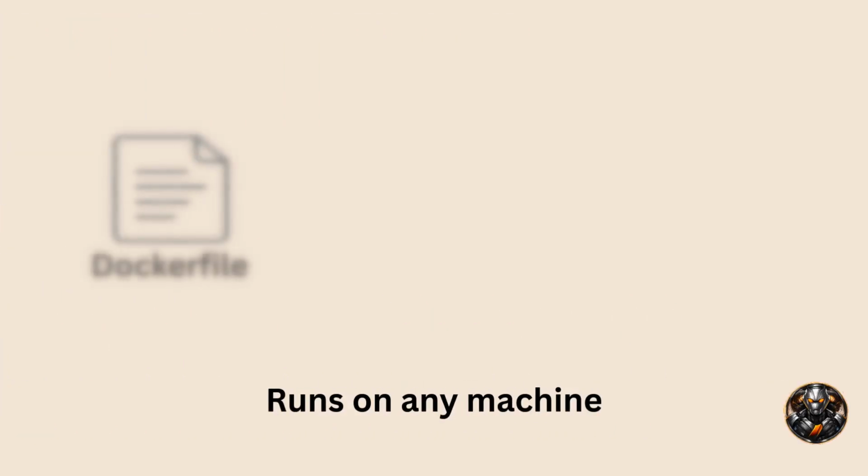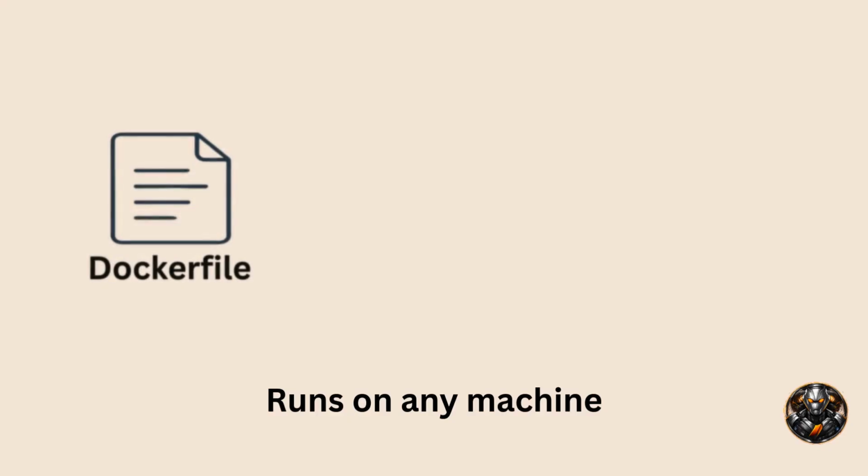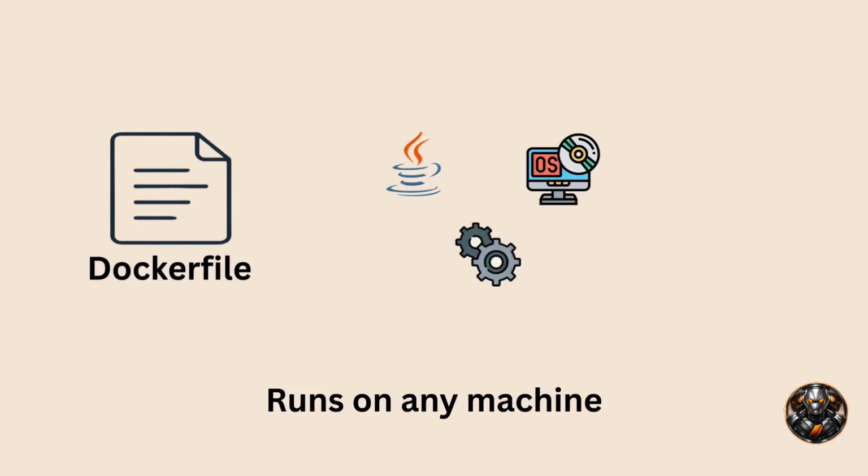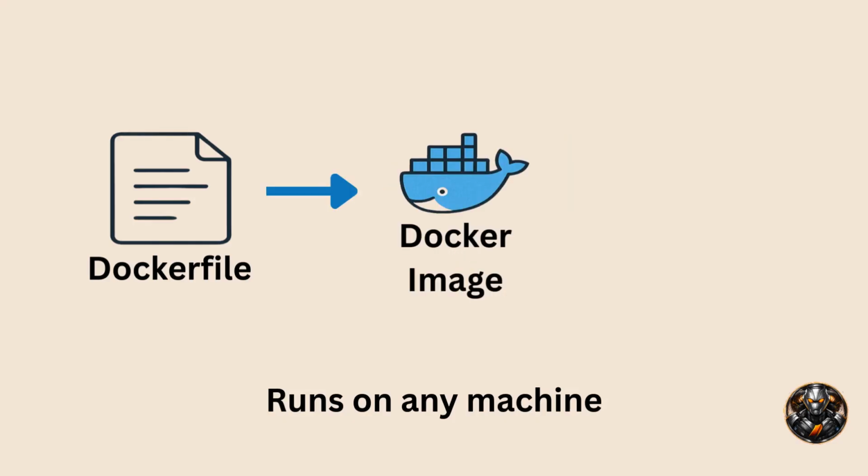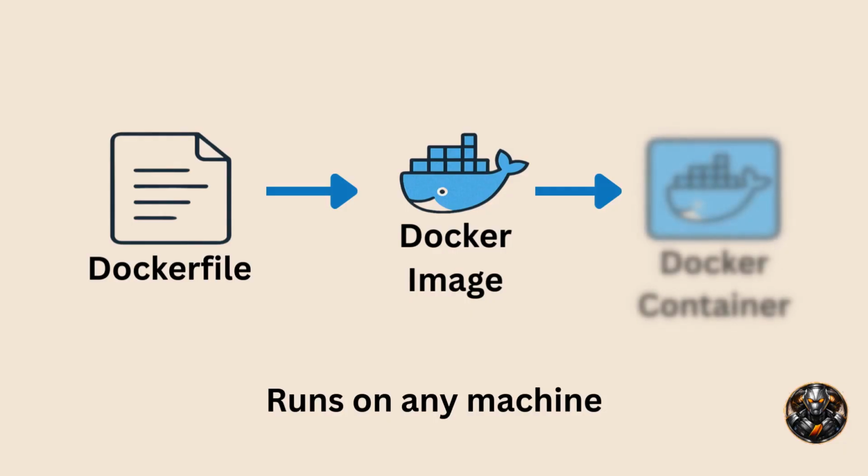Here's how it looks in practice. You write a file called a Dockerfile. In that file, you describe everything your app needs, like start with this version of Linux, install Java, copy over my app code, and run the app. Then Docker reads that file and builds an image, kind of like a snapshot of your app with its full environment baked in. When you run that image, Docker creates a container, an isolated environment where your app lives.